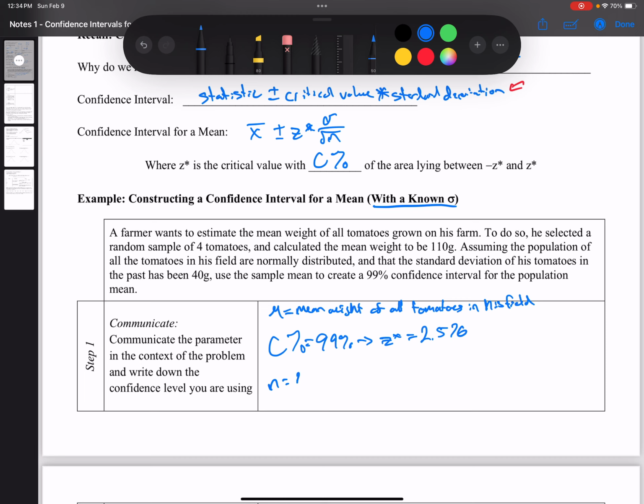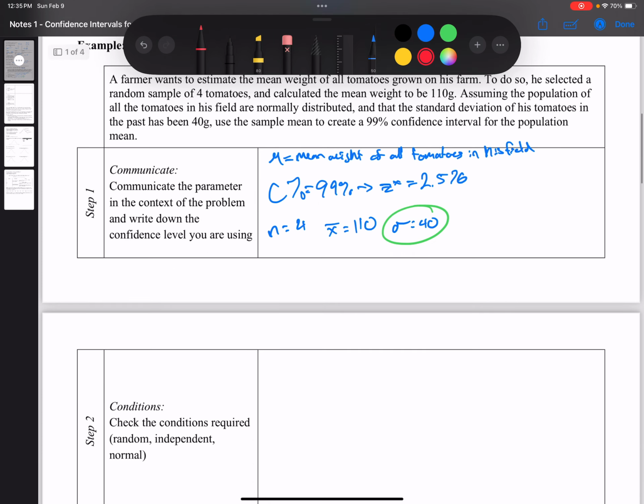A couple of other bits of important information that we should write down. We have a sample size of 4. We have an x bar of 110. And we have a standard deviation of 40. And again, this part right here is what's not usually given to us, but it is for this problem to make it a little bit simpler for the start.